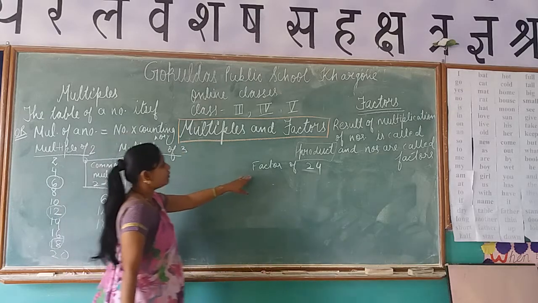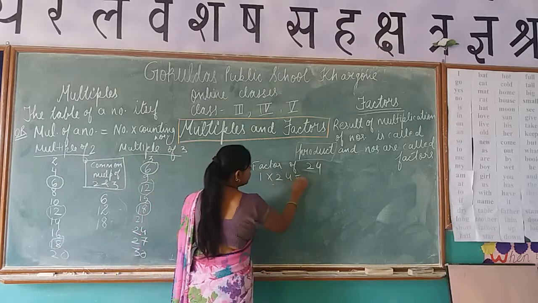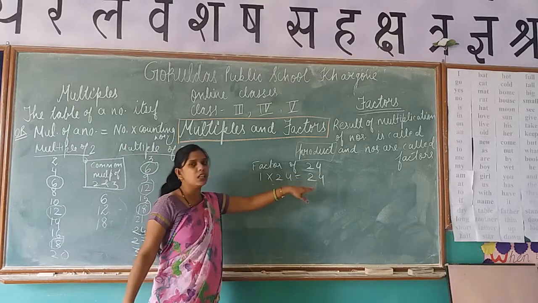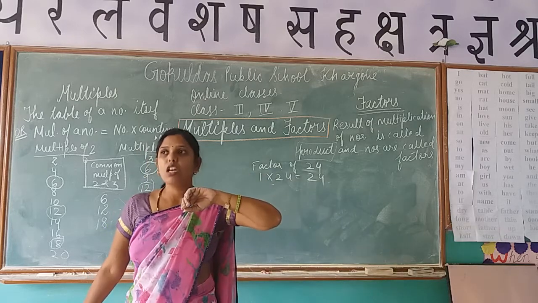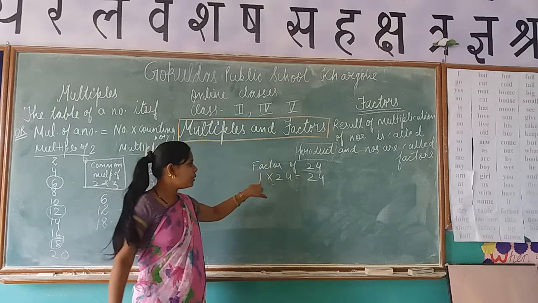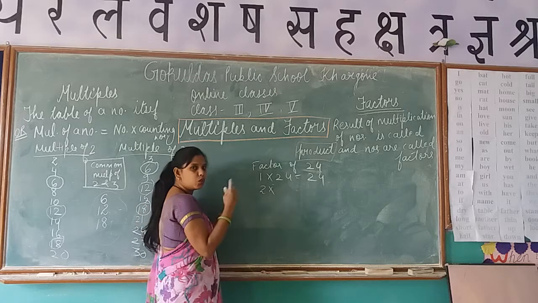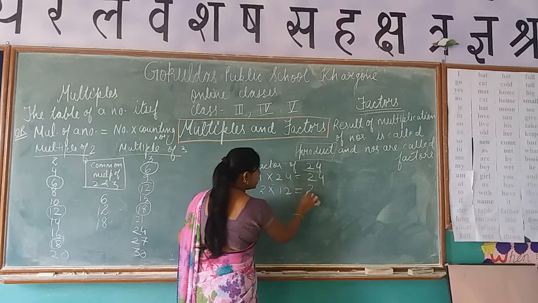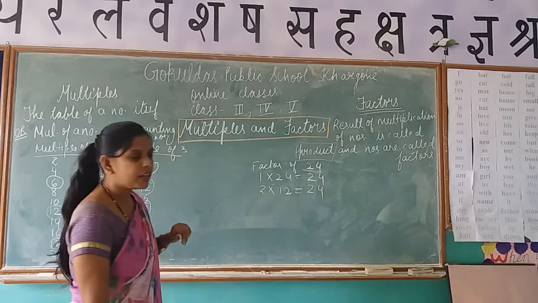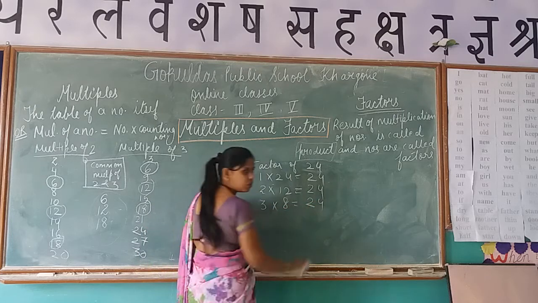Okay, for example, factors of 24. So first step is 1 multiplied by 24 is equal to 24. We have to write the tables in which 24 occurs. So in table of 1, 24 will come. In table of 2 also 24 will come. 12 2s are 24, so we can write 2 into 12 is again 24. In table of 3 also 24 comes. 3 8s are 24.